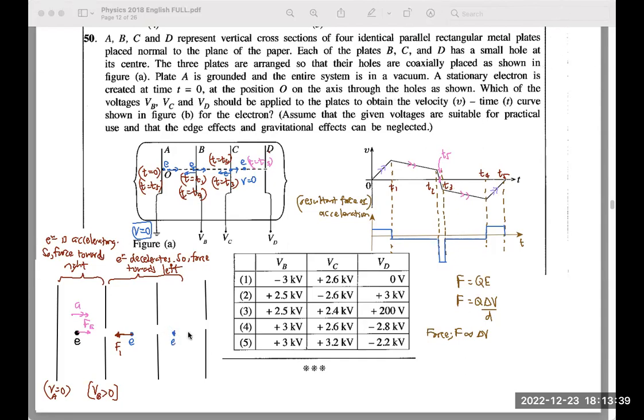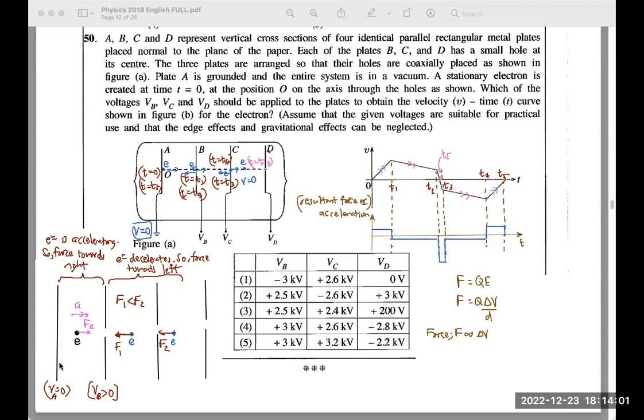Between F1 and F2, who is larger, people? F1 or F2? Who is definitely larger? F2 is larger, because this deceleration's magnitude is very high. High deceleration. And tell me about VC then.